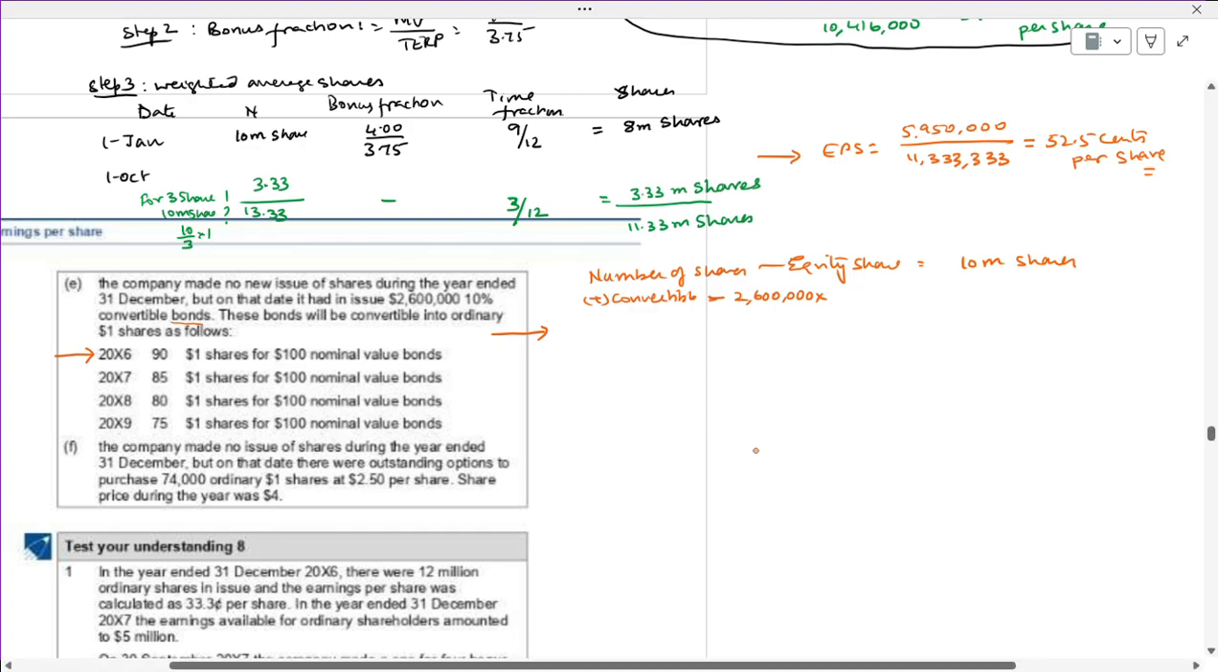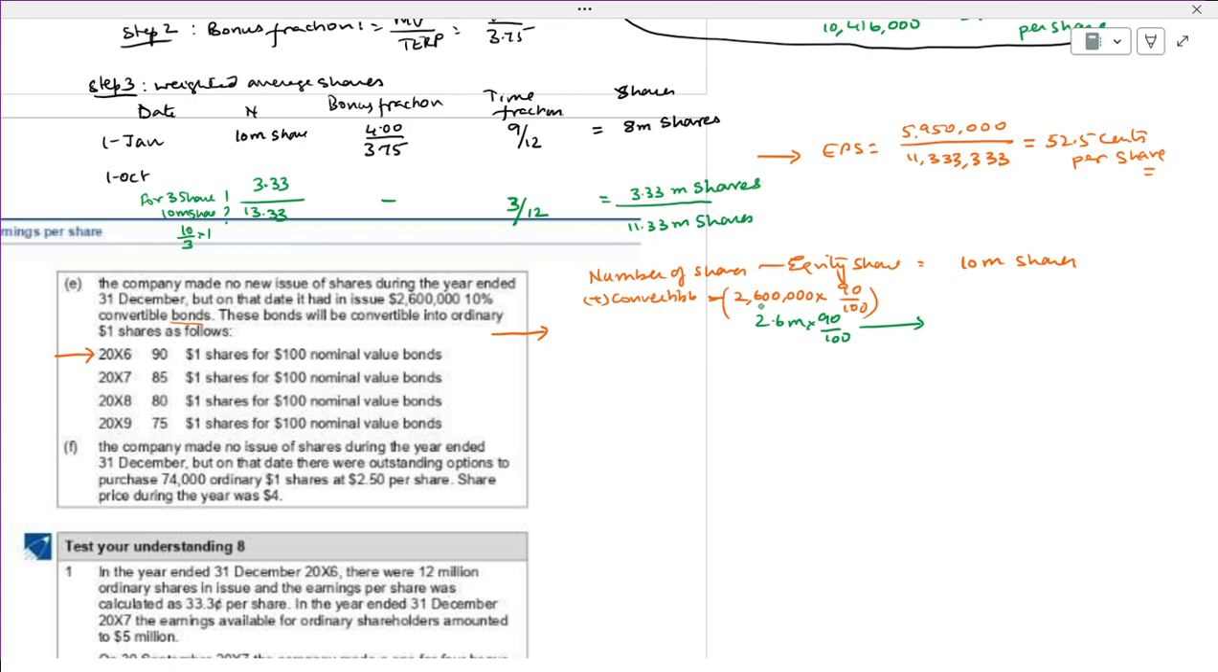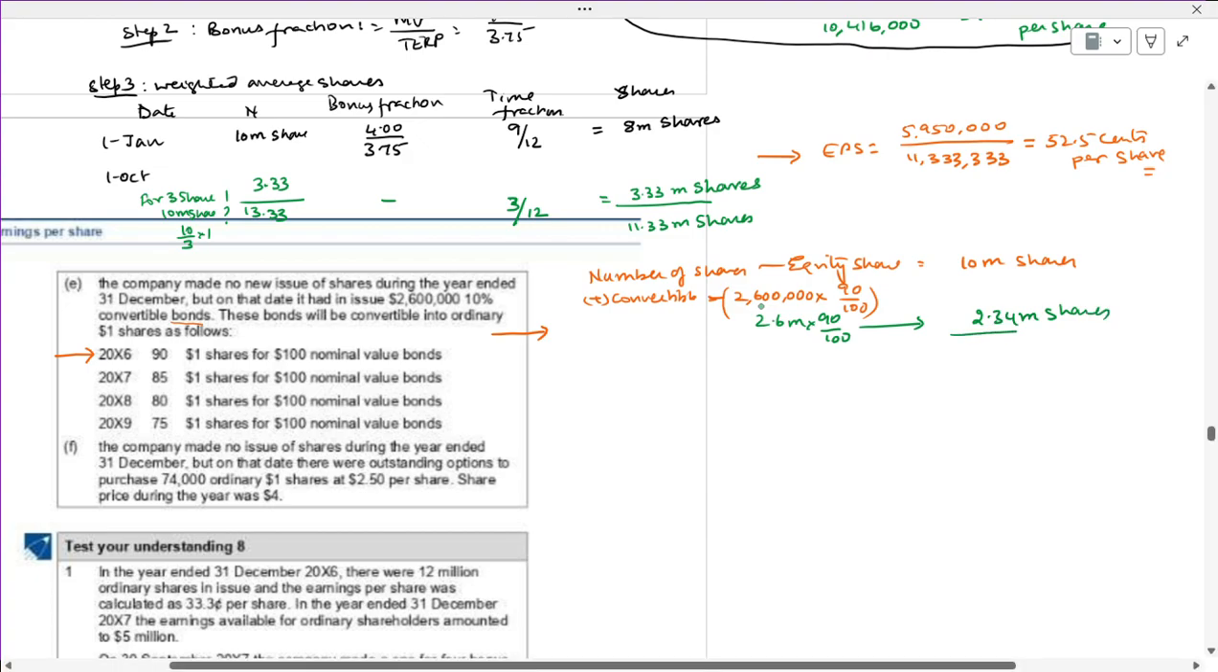260 times 90 by 100. You can put 2.6 million also, nothing will happen. 2.6 million into 90 by 100, how much will you get? 2.34 million shares. Total will be 12.34 million shares.